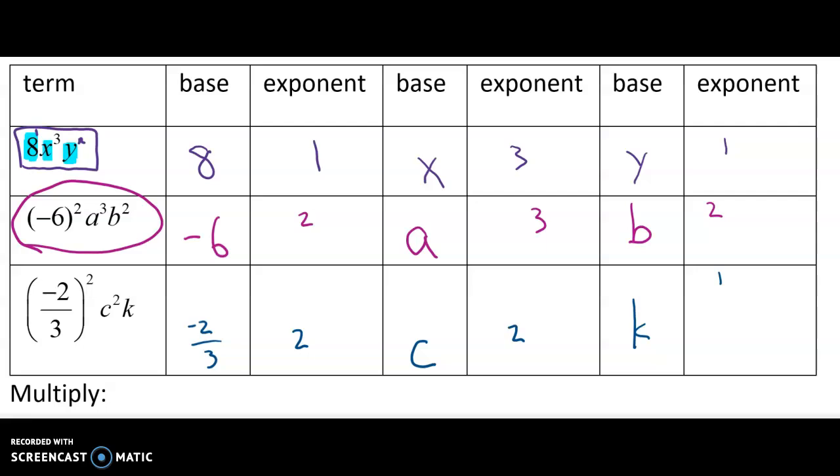First factor is negative 2 thirds. That's the base raised to the exponent of 2. The next factor is base c raised to the exponent of 2. The third factor in this expression is k raised to the exponent of 1. Remember, we don't have to write the exponent of 1 in our expression.